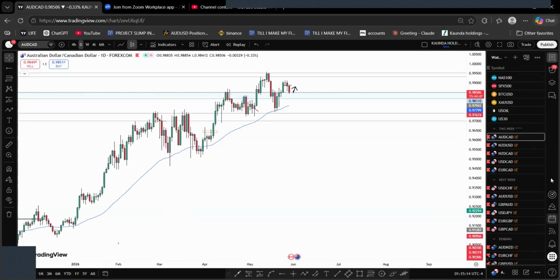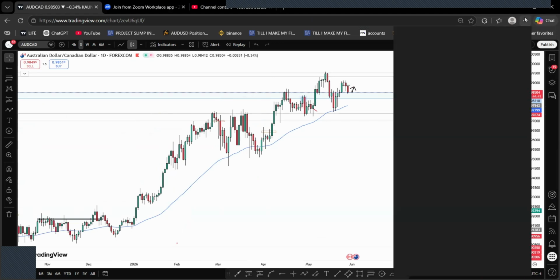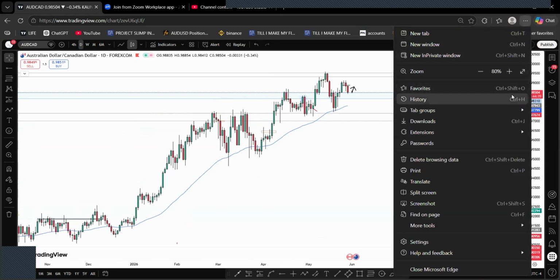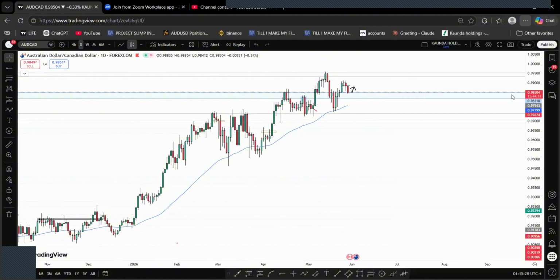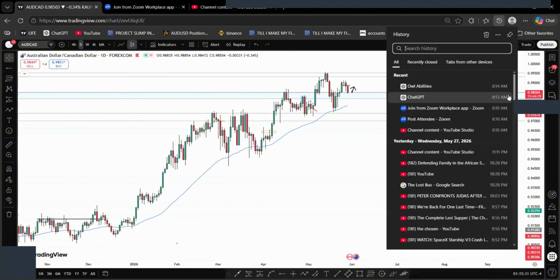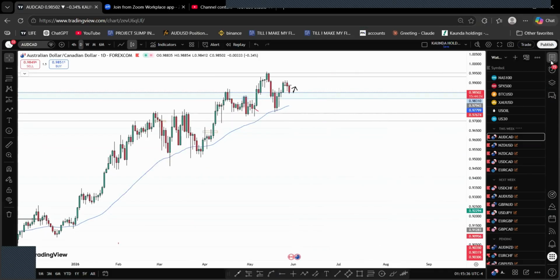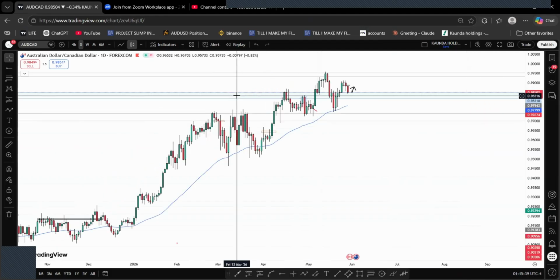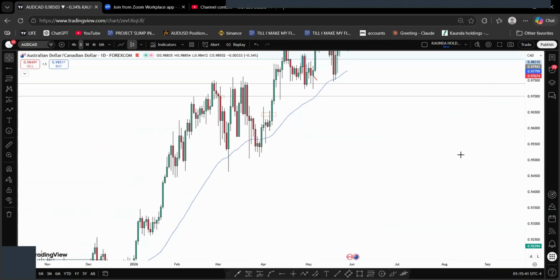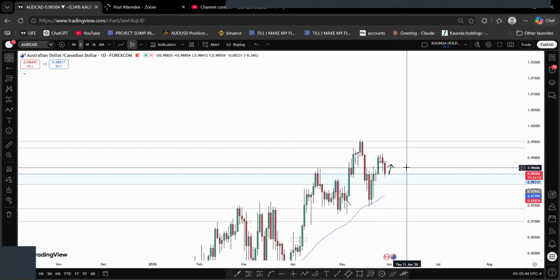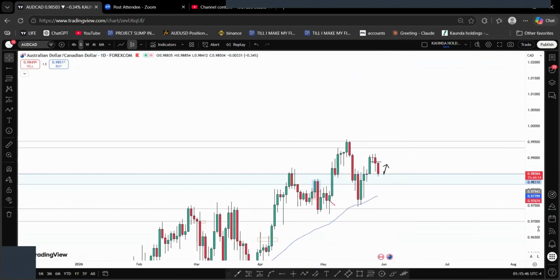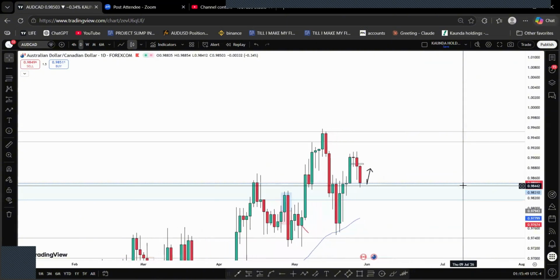Okay, so let's just go through what we are looking at this week and where we ended. Okay, so this is where we are, and this is the daily time frame, and it's right back at this level as we wanted it to be. You see?